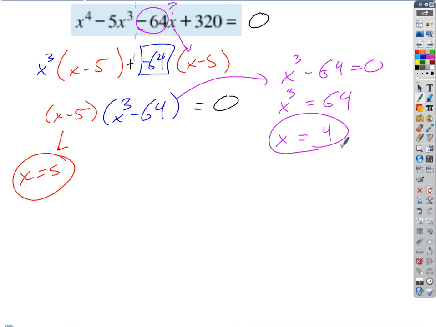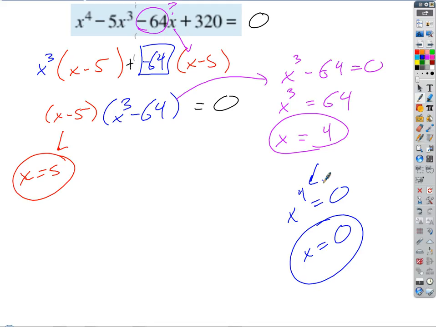Now, it's possible that it could be a double solution. It could have a multiplicity of 2 or bigger, and then it counts for multiple solutions. For example, let's make it x to the 4th. If I said x to the 4th equals 0, then what's my solution? Plus or minus 0 is just 0. So it seems like I've got one solution, but it's got a multiplicity of 4 in that case. So it counts as 4 solutions.